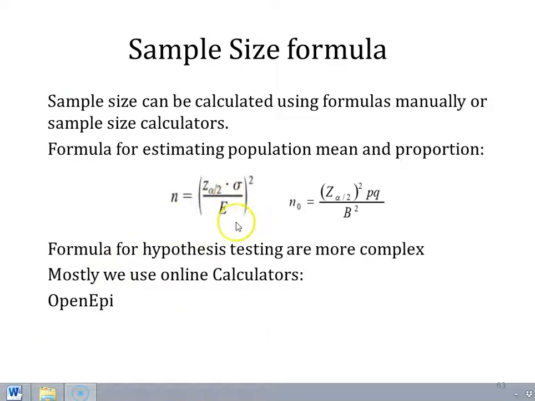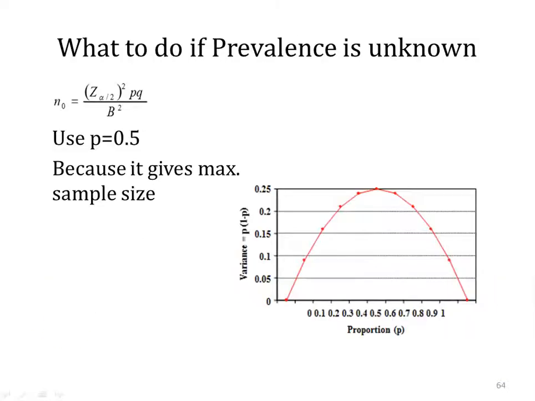These are the two most commonly used formulas that apply when you are interested in finding population mean or proportion in your study. Another easy method is to use online calculators that are available. Many of them are free, and I use this OpenAPI software. As I already told you, you should have already available statistics regarding prevalence of your outcome of interest from previous studies.